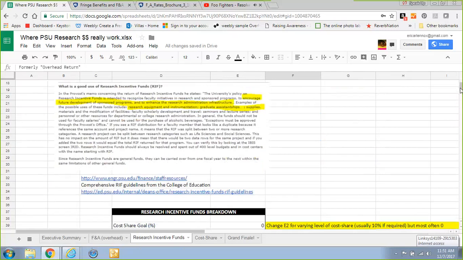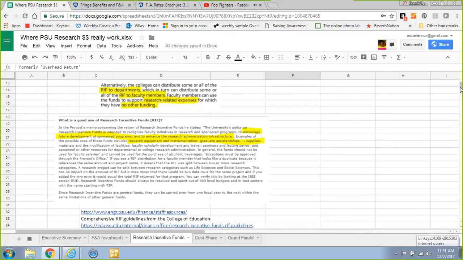Okay, so what is a good use of research incentive funds? This is pulled from the College of Engineering website. It's encouraged to develop more research, enhancing research administration infrastructure, which I would love to see. Research equipment and instrumentation, graduate assistantships, supplies. And so these are unrestricted funds, generally that can be used however people deem fit.